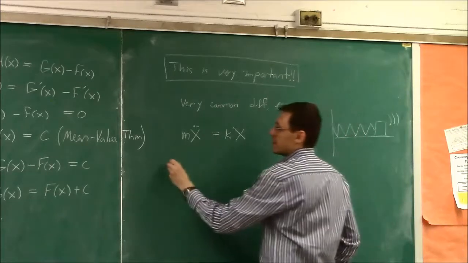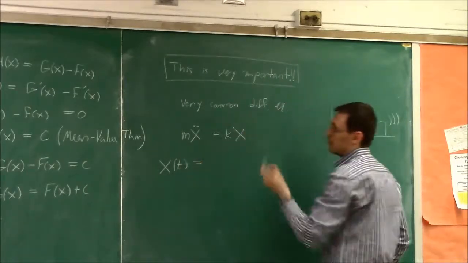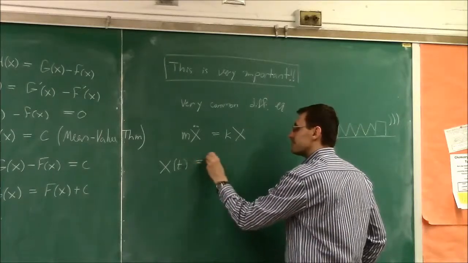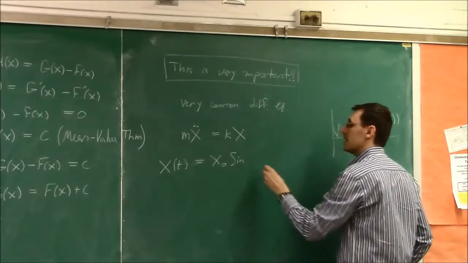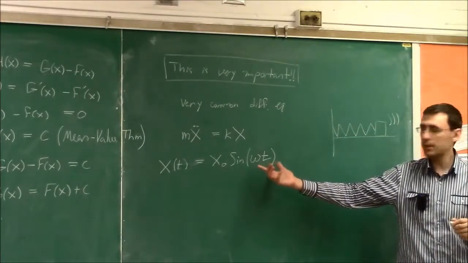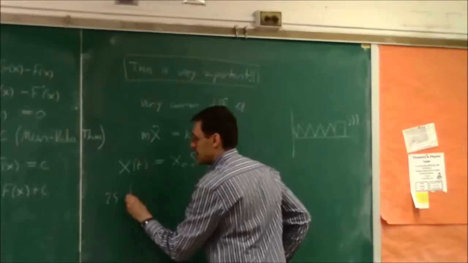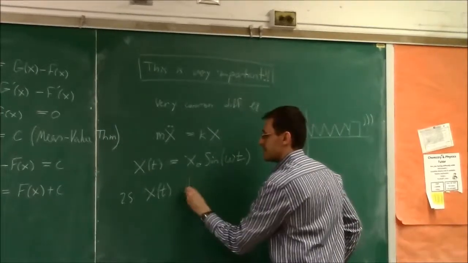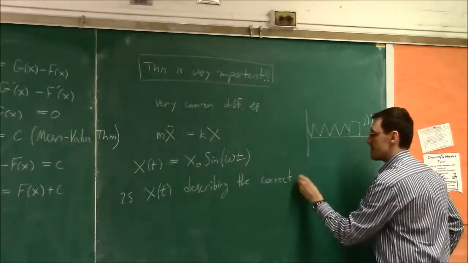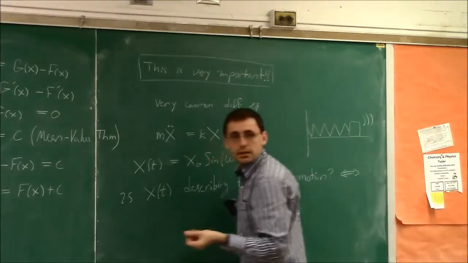Now, suppose you figure out how to solve this equation, and you figure out that x of t, by anti-differentiating, happens to be x0 times sine of omega t. Okay? So this is one possible antiderivative. Is this the one describing the spring motion, or maybe there is some other formula that describes the motion? Is x of t describing the correct motion? And this question is pretty much the same as: is it the only antiderivative?